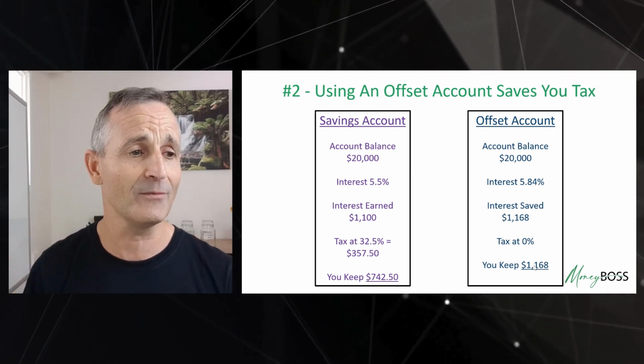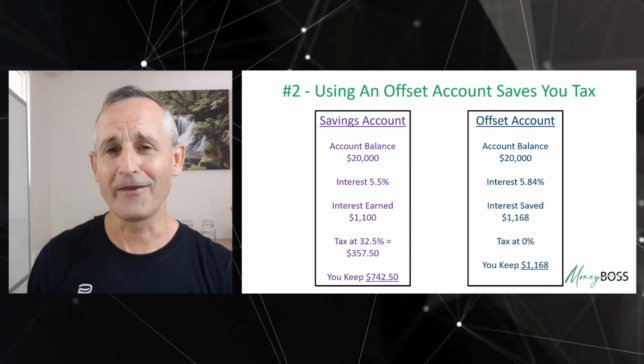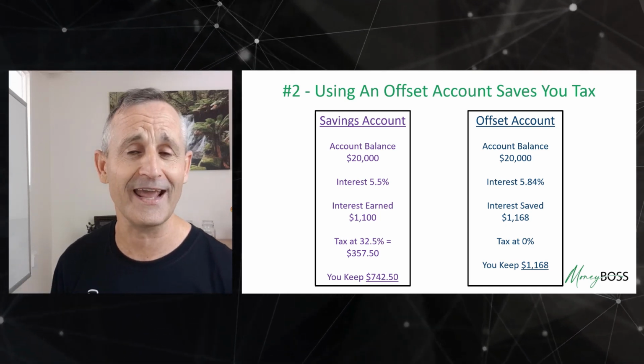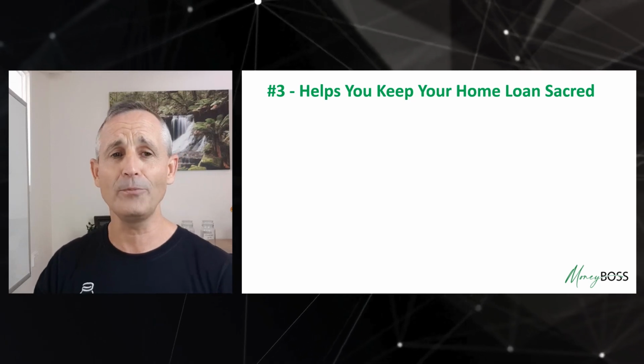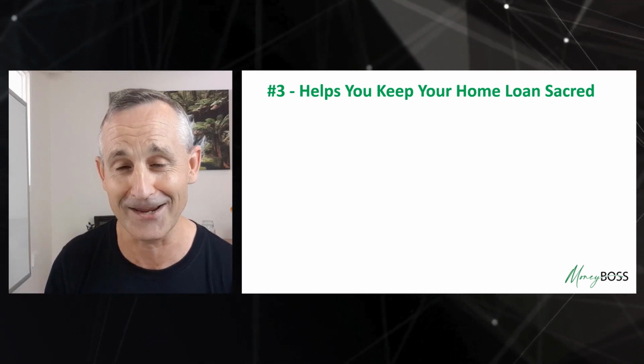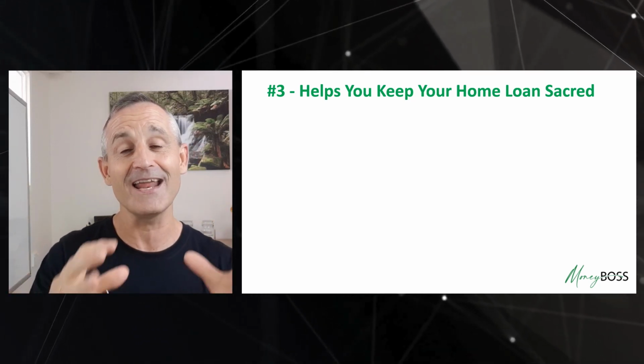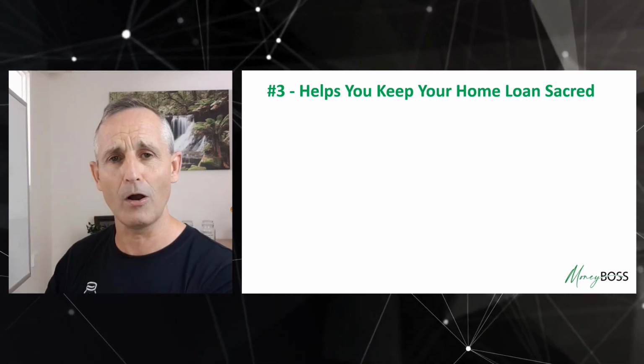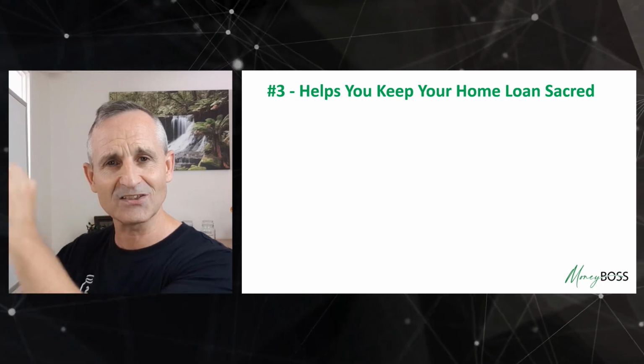Okay, so that's benefit number two. It saves you money on tax. Okay, now let's finish off with the last big benefit of having offset accounts, and that is to help you keep your home loan sacred. And by this, I mean that any money that you pay off your home loan stays off your home loan. We are not to touch that money.